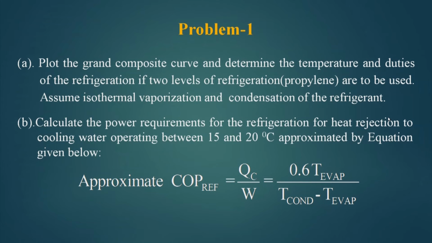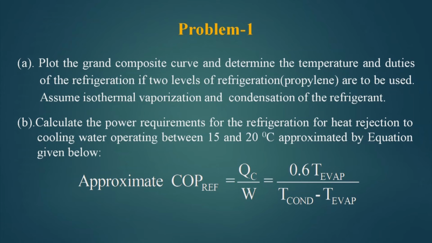Now, what is the requirement of this problem? Part A is to plot the grand composite curve and determine the temperature and duties of the refrigeration if 2 levels of refrigeration and the refrigerant is propylene are to be used. Assume isothermal vaporization and condensation of the refrigerant.